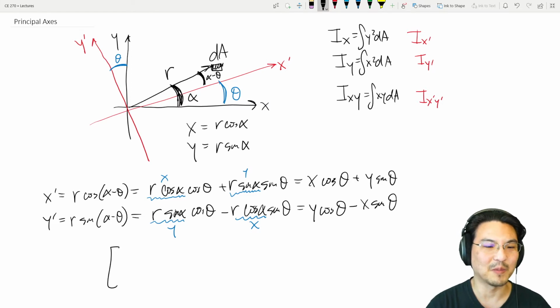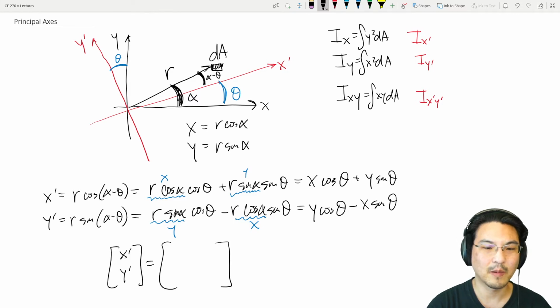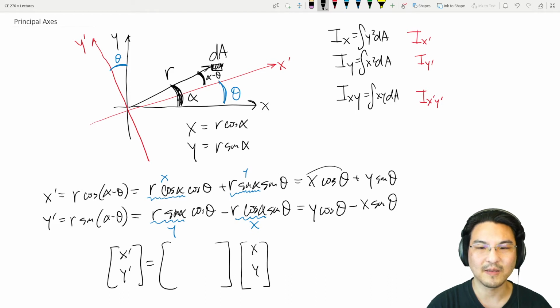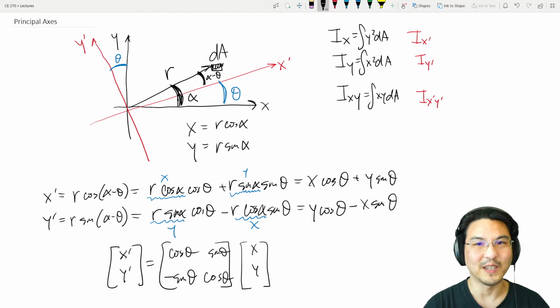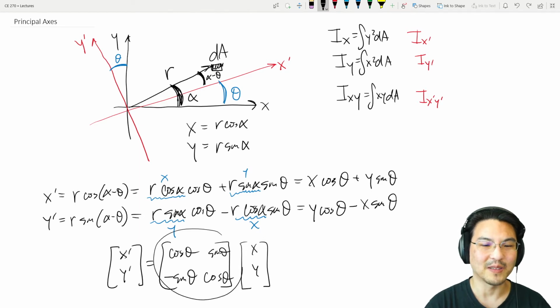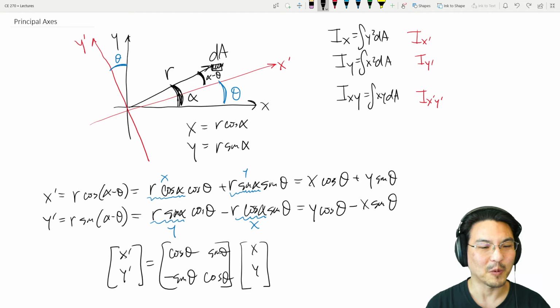If I bundle them together in a matrix, it looks like this. Right, so x cosine, y sine, y cosine over here, negative x sine. So this is a rotation matrix. If you have coordinates in this xy coordinates, you rotate about the z-axis to get to your x prime, y prime coordinates.